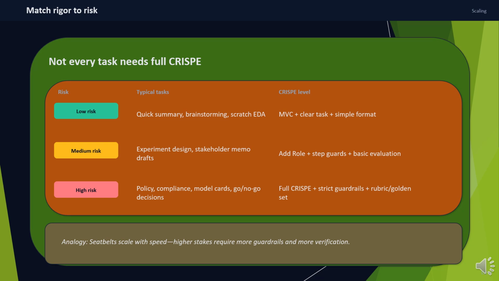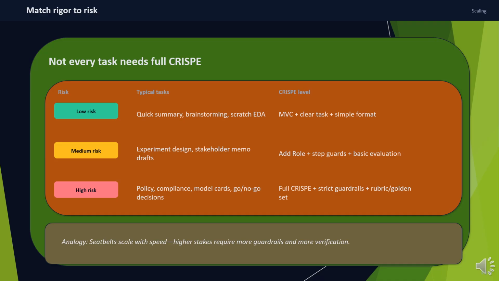Low-stakes tasks may require only a clear role, focused instruction, and fundamental parameters, while higher-stakes tasks benefit from a more complete structure, stronger constraints, and explicit evaluation. The seatbelt analogy makes the trade-off intuitive. The faster you go and the higher the stakes, the more safety systems you want in place. For critical decisions, use full CRISPE with explicit evaluation criteria and verification steps to reduce errors and make them easier to detect.